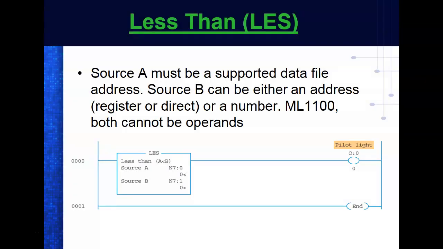Less than. So that means if A is less than B, the rung would be true. If A is greater than B, the rung would be false. Source A must be a supported data file address. Source B can be either an address or a number.